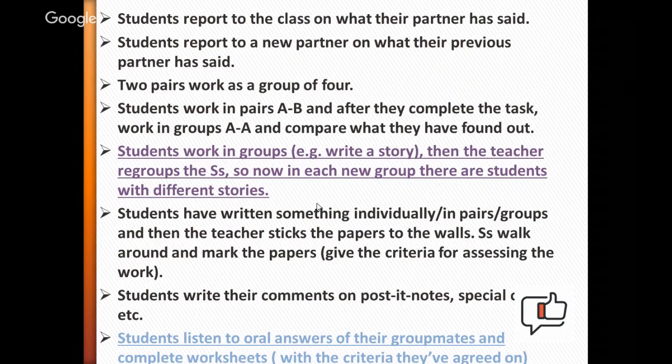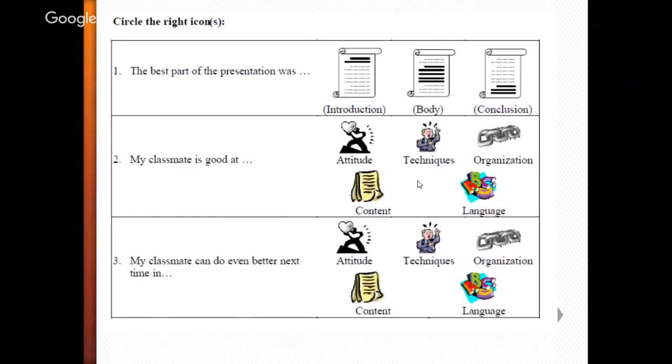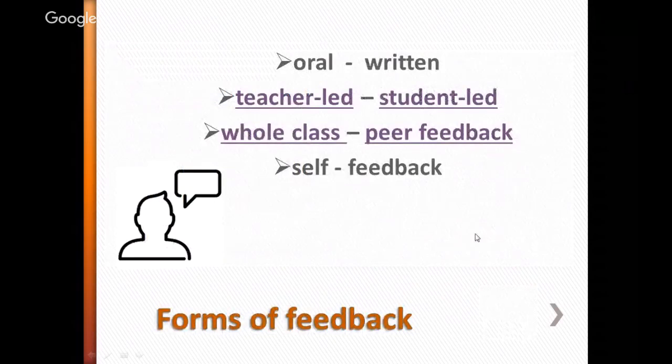And when the students listen to oral answers of their group mates, they can complete special worksheets. If you've agreed on some criteria, you can use worksheets like this, where they read the questions and the criteria, and they mark how well they think their partner was doing. Or something like this, if it's a presentation, they just have these pictures and they choose the best part they like, or where their classmate was good, and some sides to be improved as well. Or something like this, the stars. You can make the questions as you want.